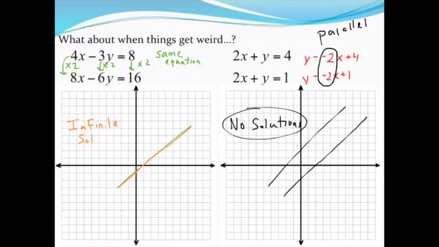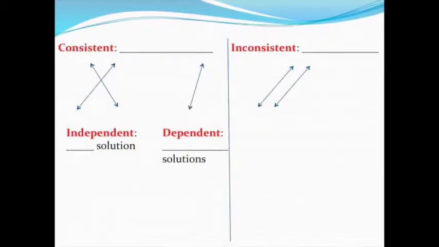So here are our two examples of the weird problems where we don't get just one intersection point. We either get infinite solutions if the lines happen to be the same line, or no solutions if the lines happen to be parallel, because there's no intersection point. So we have a couple of vocabulary words associated with that, so let's go ahead and make note of that. We'll take a look at one more example to finish this up.